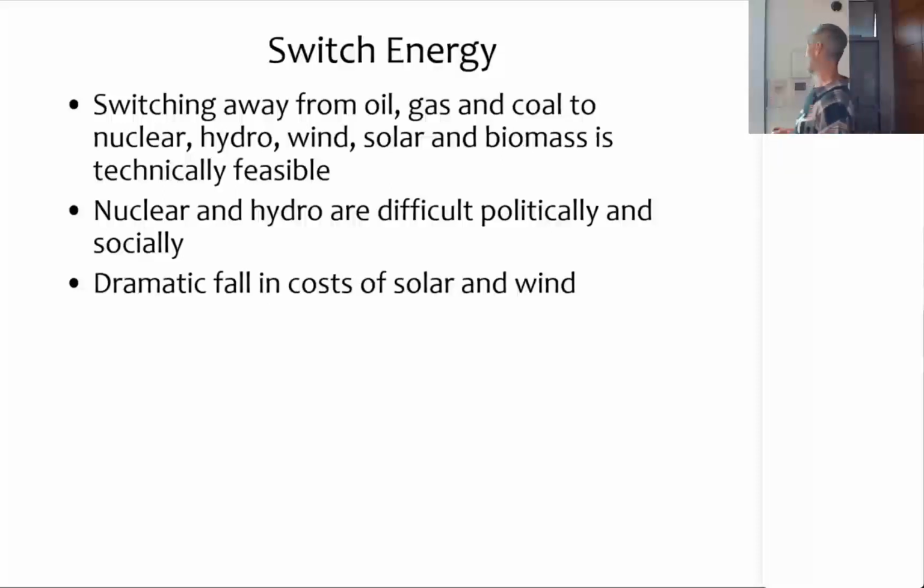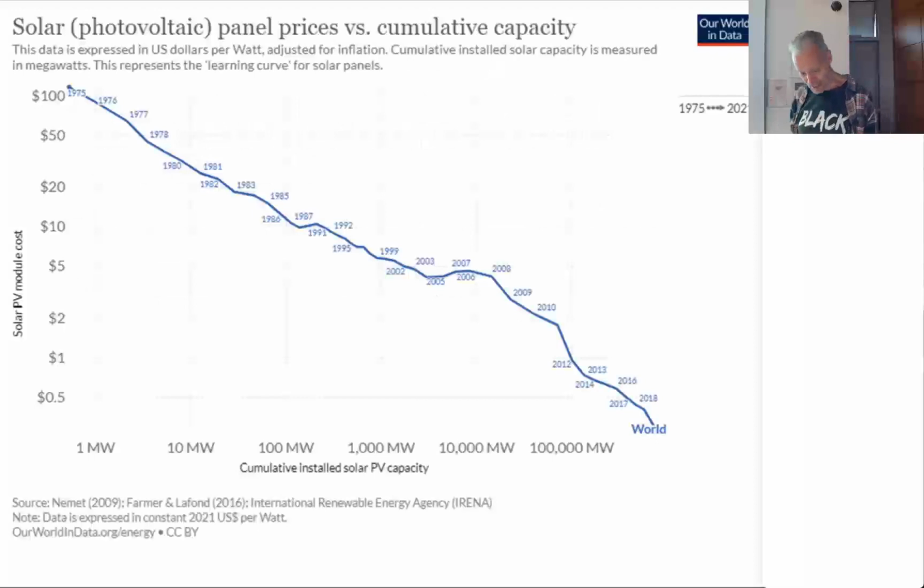So that leaves other renewables, the newer renewables, solar and wind, and I've been giving this course for longer than I care to remember. I used to say that this stuff was expensive. That is no longer the case.